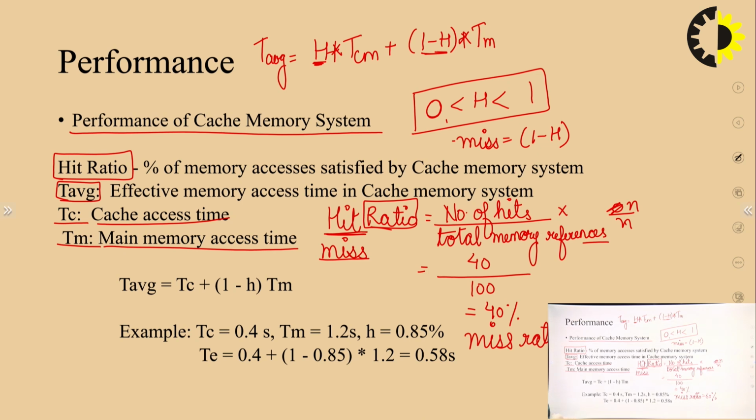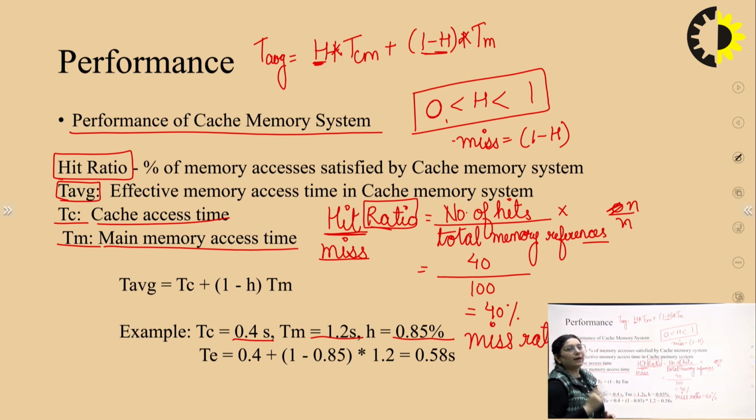Here I have used an example as well. If the cache memory access time is 0.4 second and the main memory access time is 1.2 second, obviously the cache memory access time will be less since it is a faster memory, and the main memory access time would be more, and the hit ratio is 0.85.